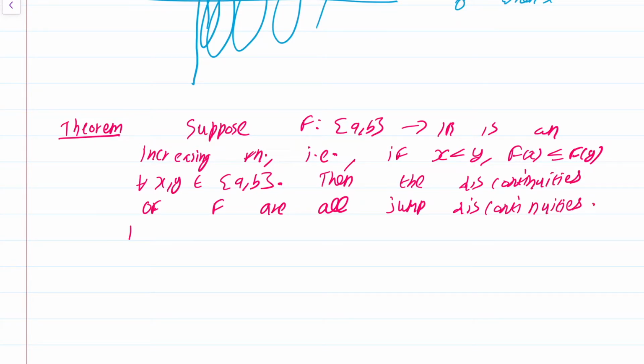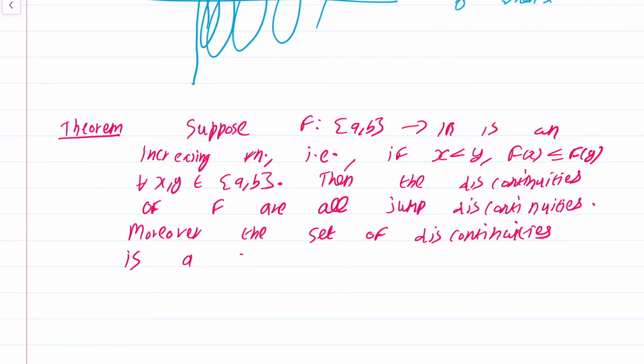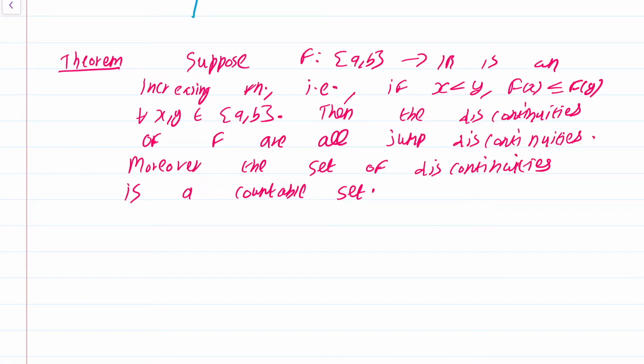Moreover, the set of discontinuities, that is, you put all the points of discontinuities into a set. The set of discontinuities is a countable set. So monotone functions are going to be continuous at almost all the points of the closed interval [a, b]. Whenever there is a discontinuity, it's going to be a jump discontinuity. Okay. So proof.